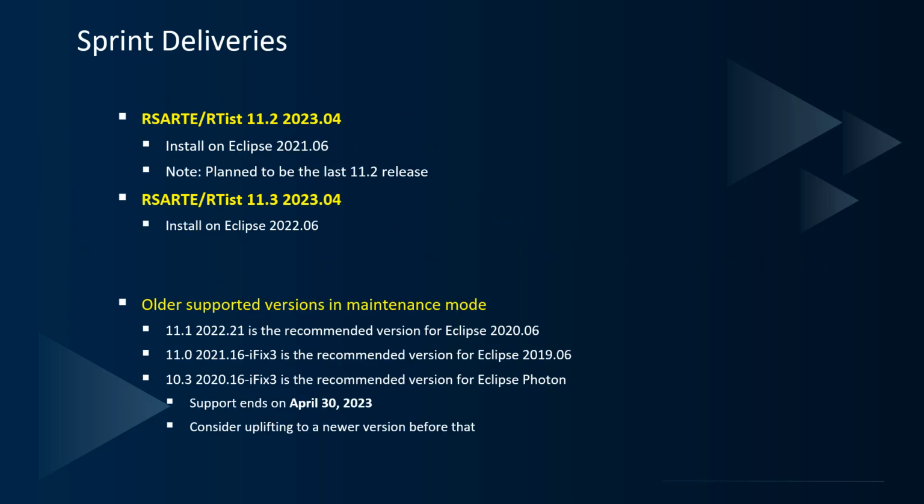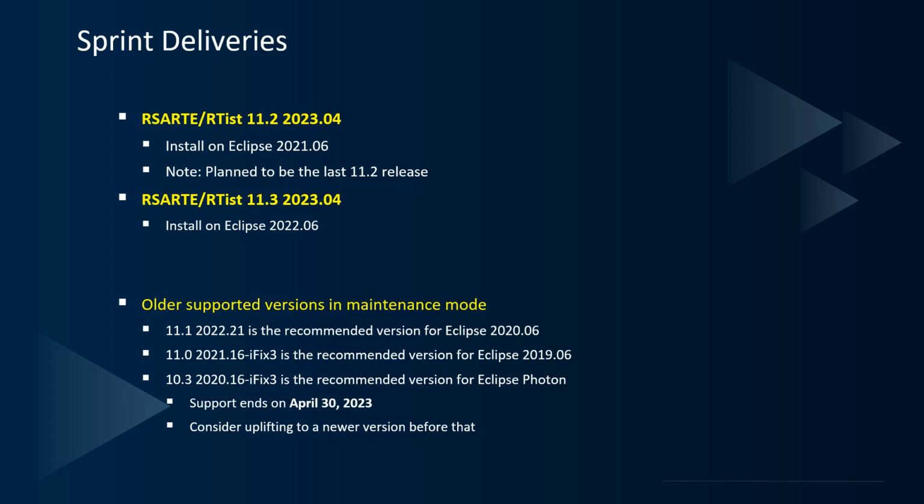So then summarizing what we will deliver after this sprint, we have a new version of 11.2 called 2023-04 for Eclipse 2021-06. And we planned this to be our last 11.2 release, but like I said, most likely there will be a patch coming with some additional fixes that we think also would be good to have on the 11.2 release track.